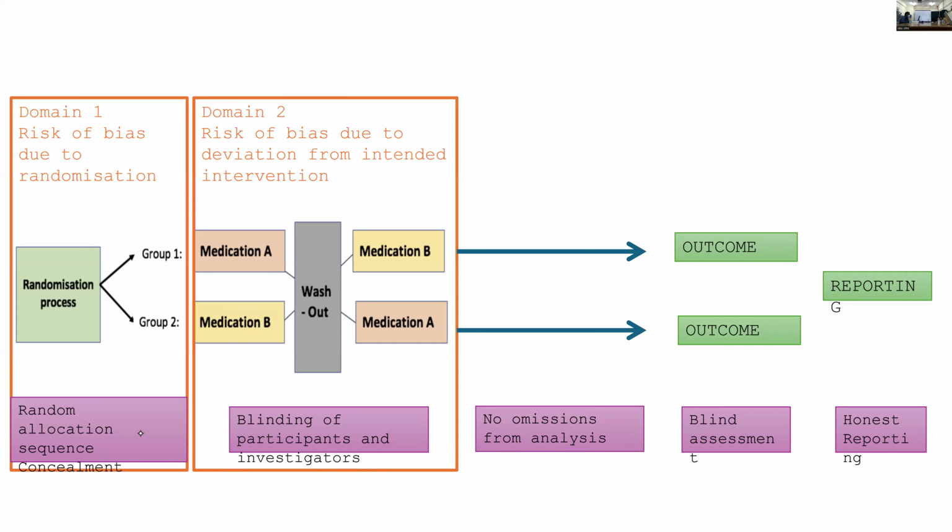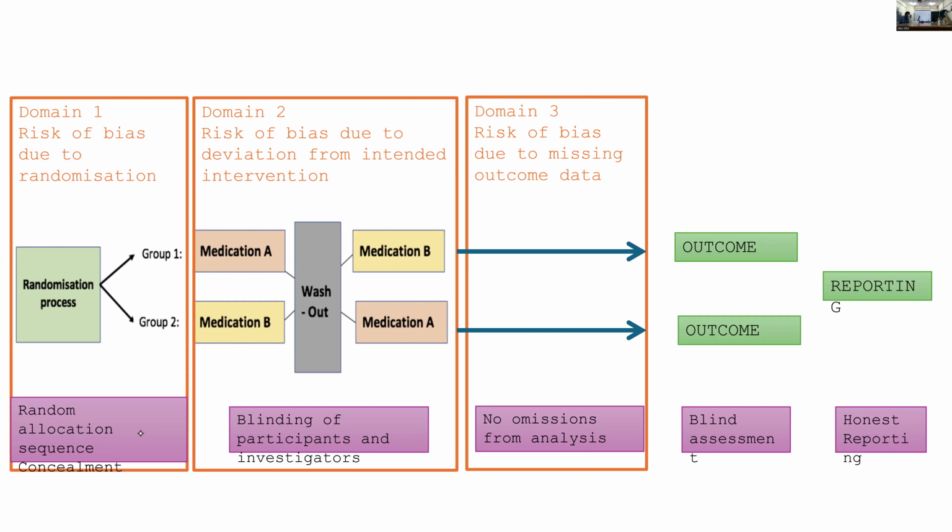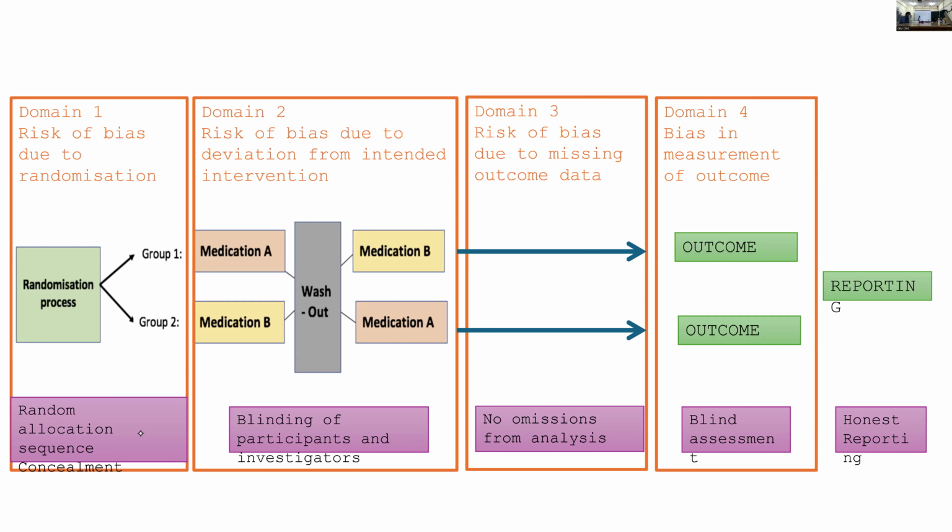The second bias can happen if the patients are not blinded, either the patients or the investigators. Here, if they're not blinded, there can be some deviation from the intended intervention. The third problem happens when you look at missing data. Suppose you have missing data and you omit it from your analysis, you can have one error which we call risk of bias due to missing outcome data. The next bias can happen when you're actually measuring outcomes. Suppose you're not blinded, you can falsely interpret outcomes. So a bias can occur there.